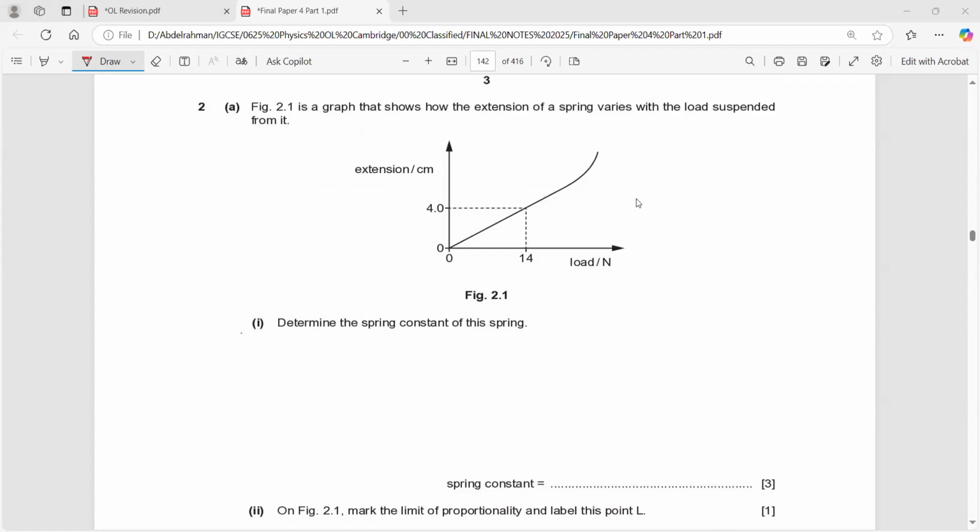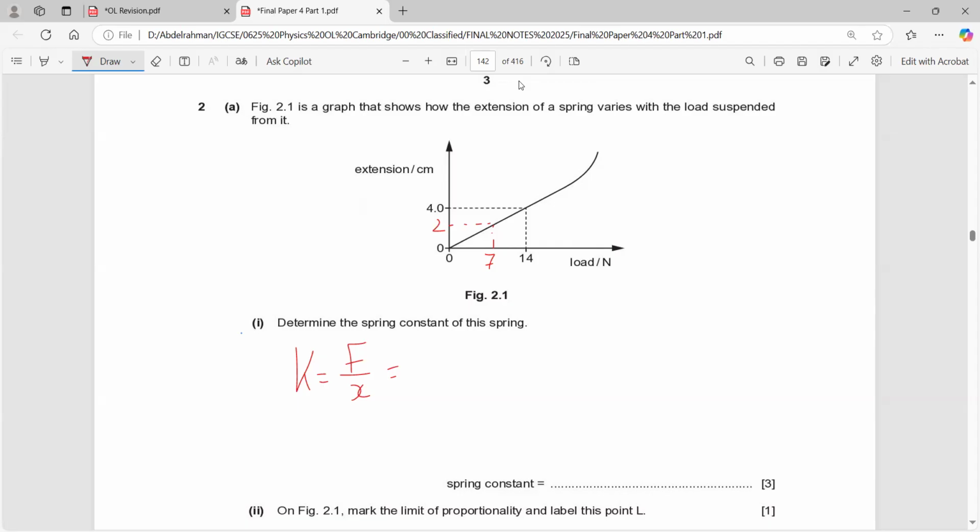Let's start. Determine the spring's constant of this spring. Can you find it? It's easy. K equals F over X. If I had, for example, 7 and 2, could I have taken any two numbers? Yes, you could have taken any two numbers. Why? Because this is a directly proportional graph. Directly proportional means the ratio would be equal for any point.